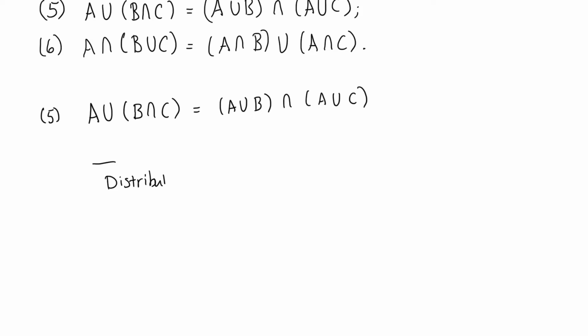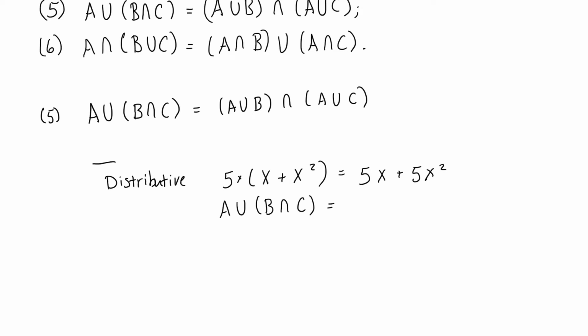One is to think about it as the distributive property. Think of something like, you know how in algebra we did stuff like 5 times x plus x squared. And that's the same as 5x plus 5x squared. When I see this sort of property with the unions and intersections, I think of the distributive property because it mirrors that. So this is in no way a proof or a verification that this is true. It's just a way to help you remember this property.